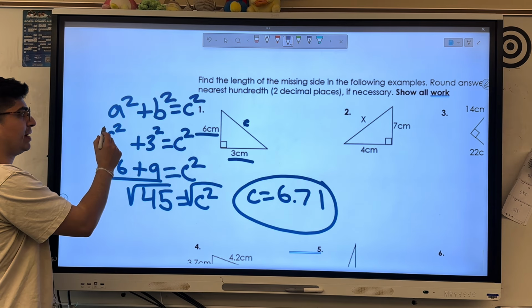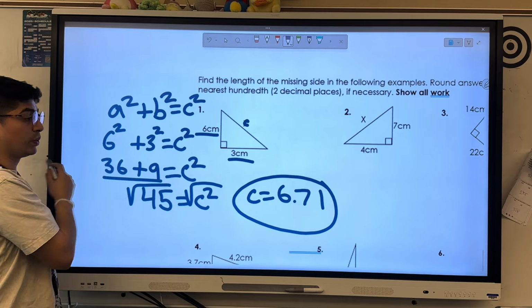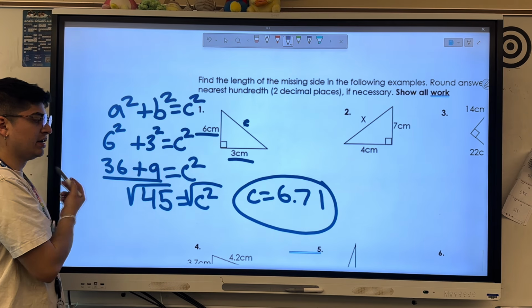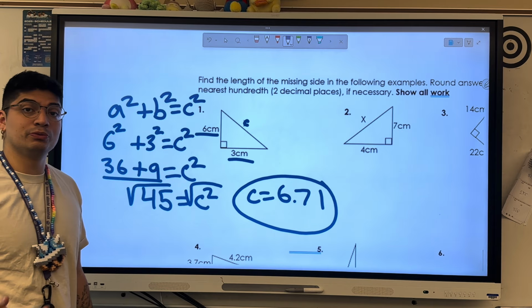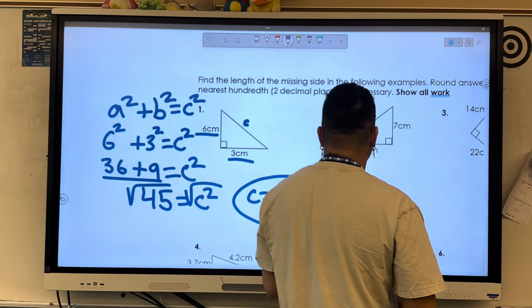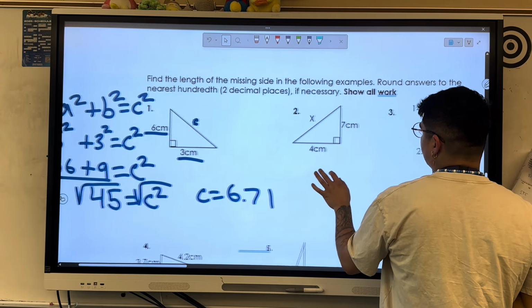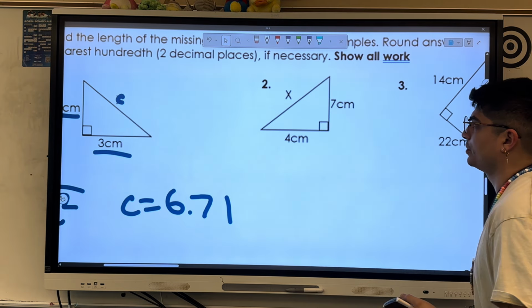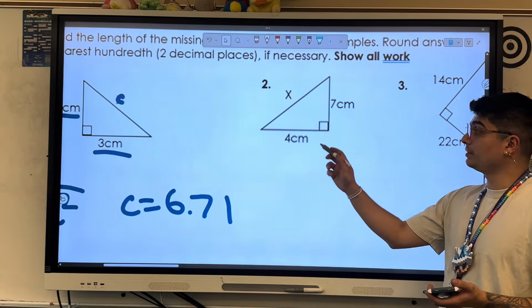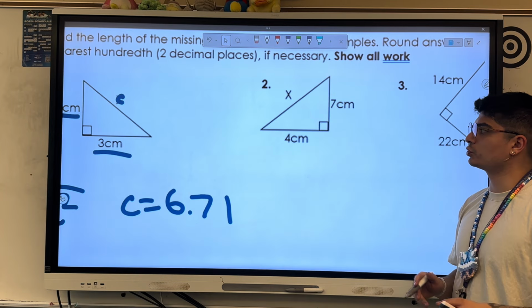So again, identifying that this is my A and B because it's not the longest side. So I plugged it in for my A and B, squared them, added them together, and the final step is finding the square root because again, I'm looking for that C, the missing side length. I'm going to do it one more time on this one. So again, I'm given A and B. Doesn't matter which one you put it as.